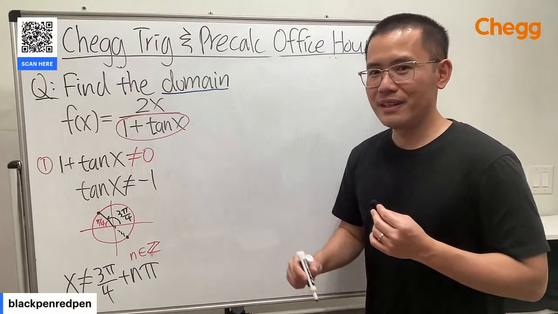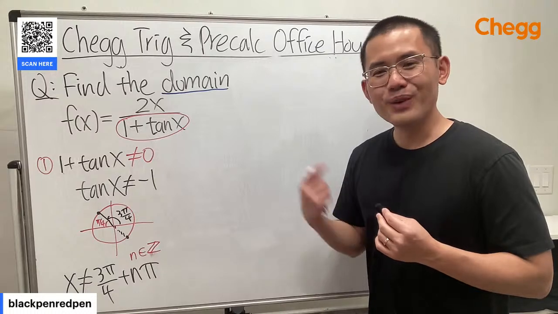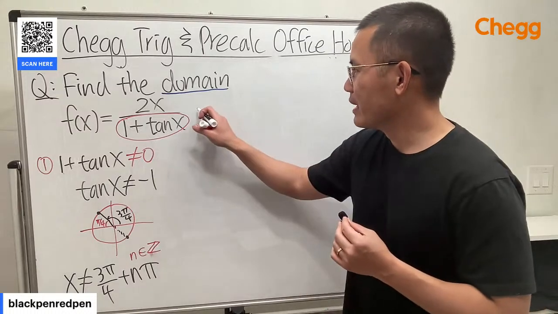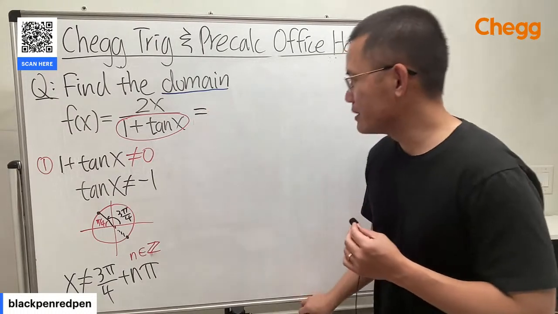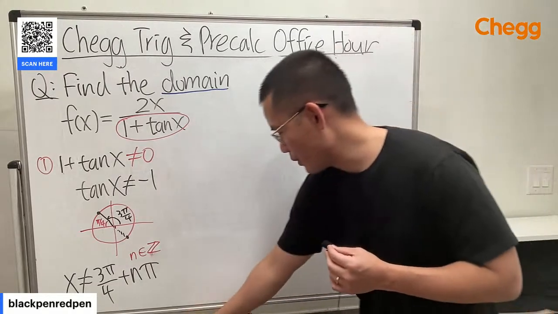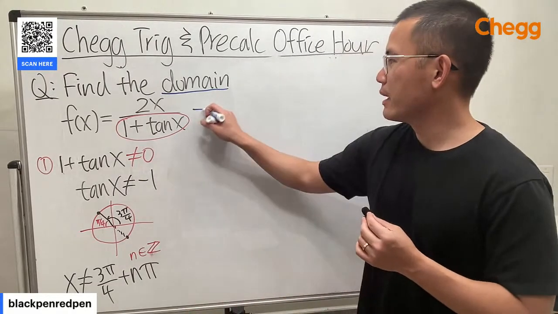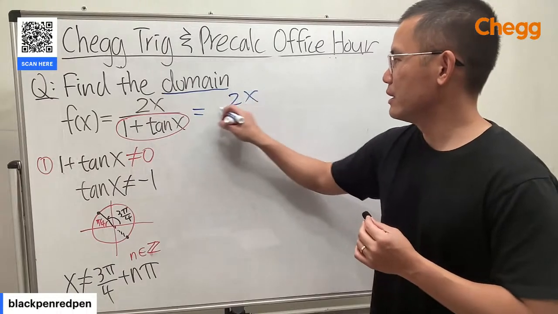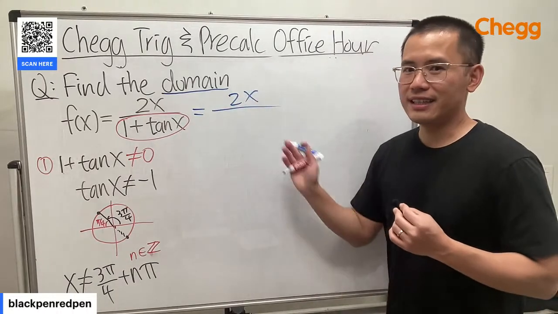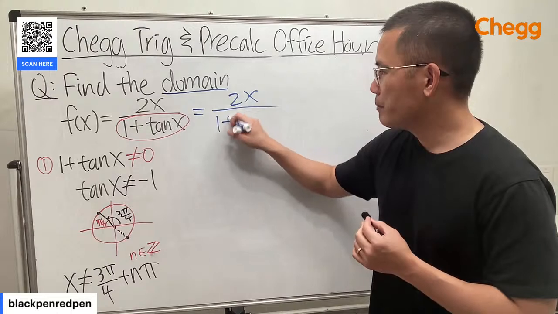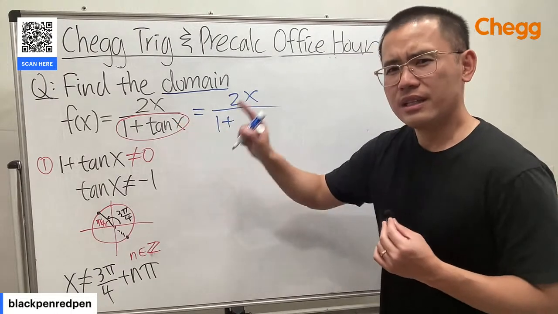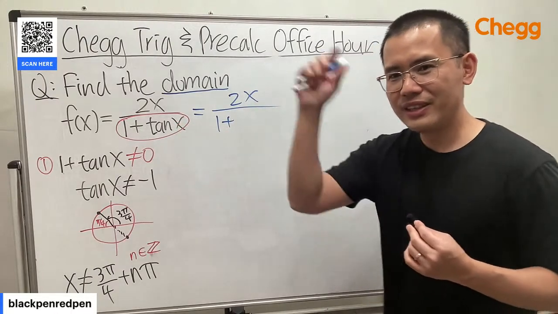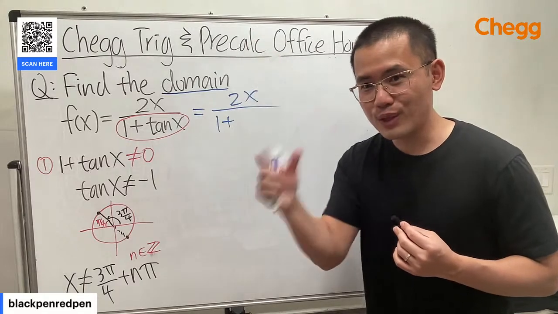Tangent x cannot be infinity either, right? What does that mean though? Here's the deal. If you look at this right here, I will put this down in blue to make it stand out. The 2x doesn't matter. Just let it stay on top. But if you look at the tangent function, tangent is what? Tangent is sine x over cosine x.